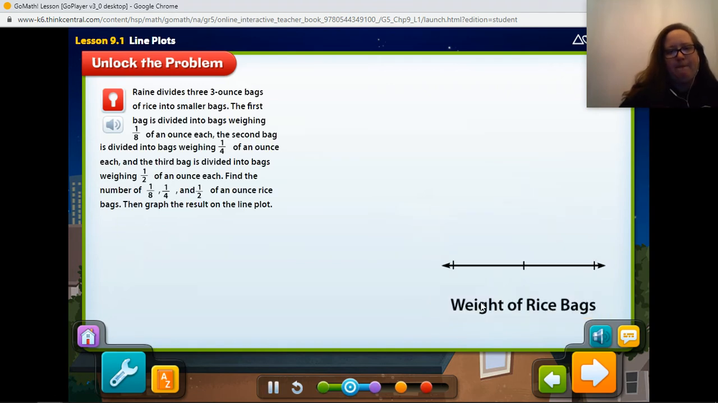Label 1/8, 1/4, and 1/2 on the line plot to show the different amounts the 3 3-ounce bags of rice have been divided into. Use division to find the number of 1/8 of an ounce, 1/4 of an ounce, and 1/2 of an ounce bags that were made from the 3 3-ounce bags of rice.